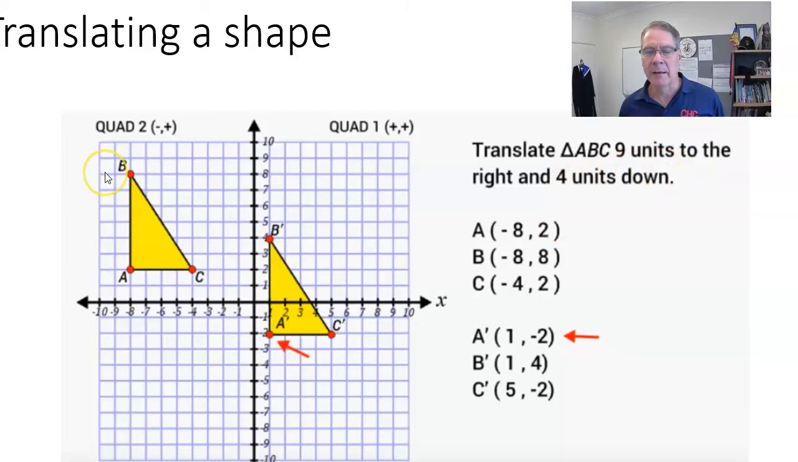So what I've done, now I keep the orientation of the shape the same way. And so if B moved 9 right, 4 down, well, so did A. 9 right, 4 down, and so on. So we call them A prime. So translation is essentially going forward, moving something 9 units right and 4 down.